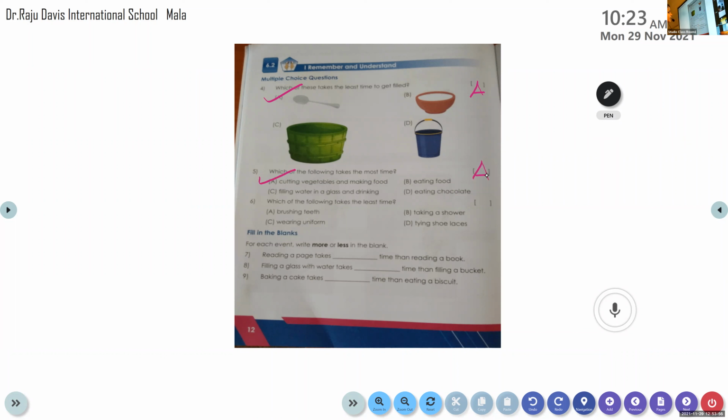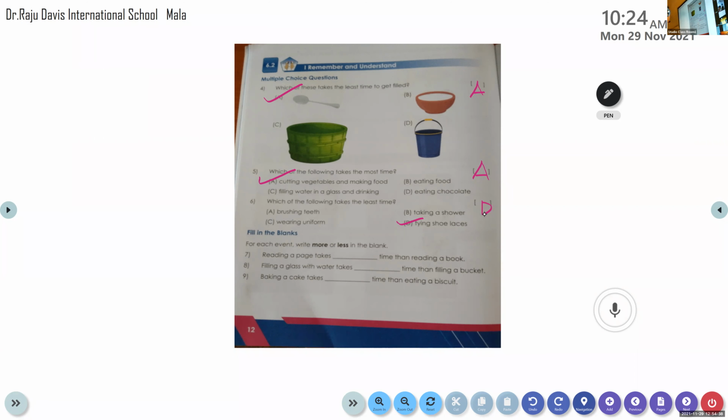Question number 6. Here we have, which of the following takes the least time? Means less time. Option A, brushing teeth. Option B, taking a shower. Option C, wearing uniform. Option D, tying shoelaces. Which takes less time? Tying shoelaces. Option D. You can write a capital letter D inside the bracket. The activity which takes less time compared to other. That is option D, tying shoelaces.